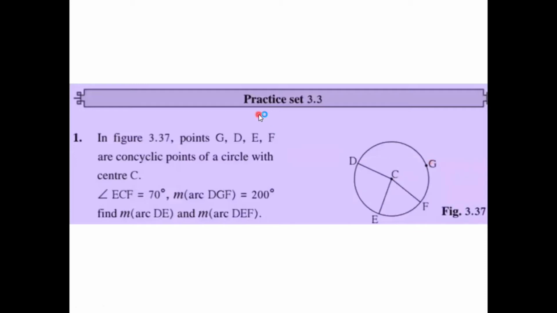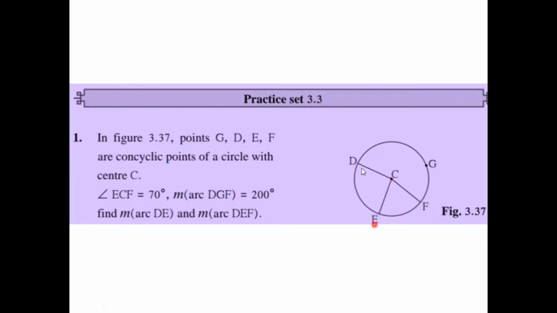Hello students, let us solve some examples from practice set 3.3 from the topic Circle from standard 10th maths part 2. For the first question, the diagram is given over here and the question is, in the figure, points G, D, E, F are concyclic points of a circle with center C.